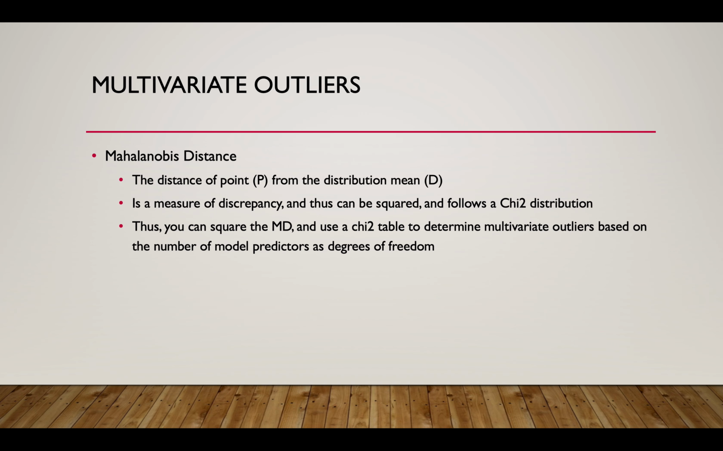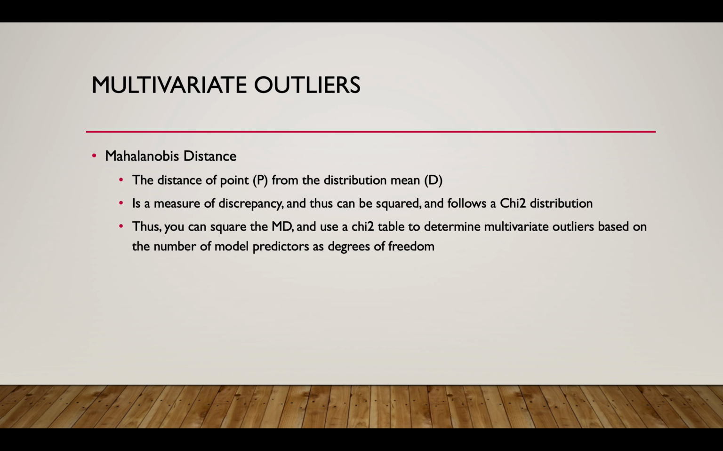Mahalanobis distance is the distance of a point, and the point being any given observation, any given person, from the total distribution of the mean of your data cloud in your full regression model. And this is really your data cloud of residuals. It is a measure of discrepancy that takes into account all of the model predictors. And I want you to keep in mind that all of those model predictors wind up being a degree of freedom for each predictor within the context of this discrepancy or this distance measure.